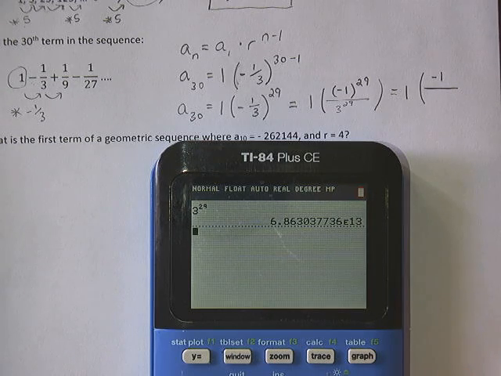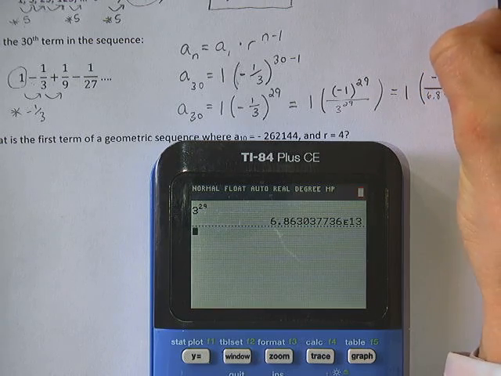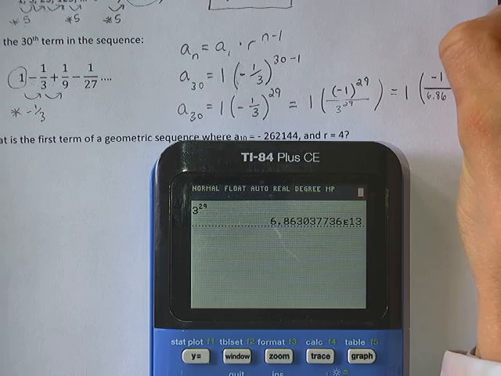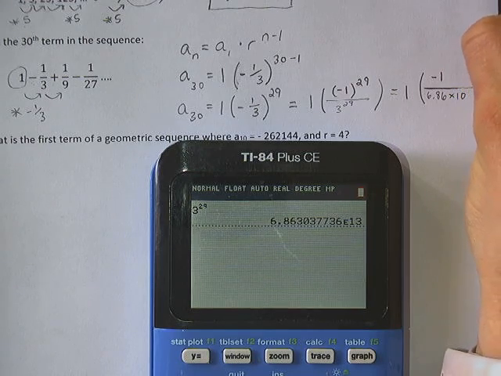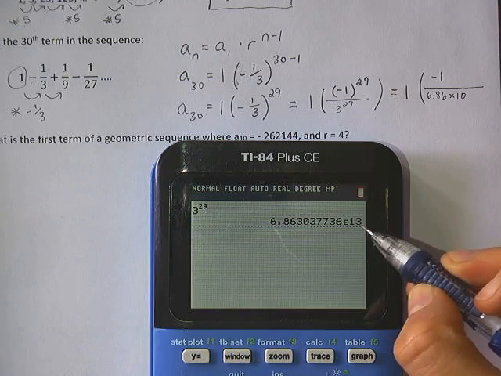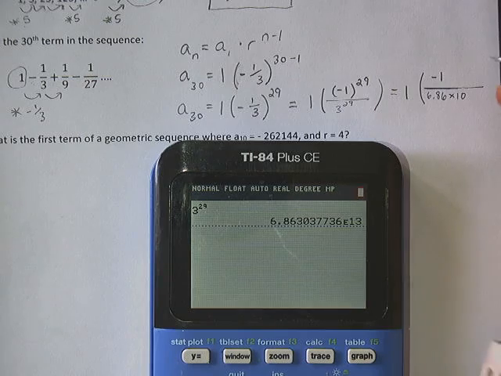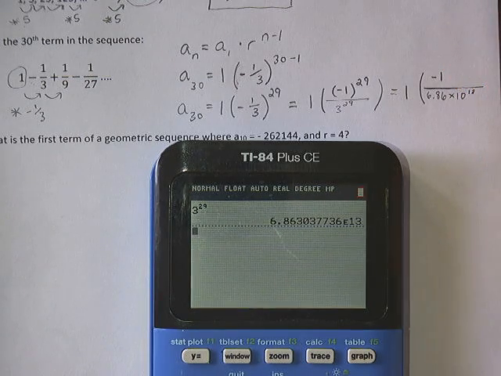What that actually means is you are taking 6.86, all that mess, I'm just going to round it to the nearest hundredth, times 10 to the whatever power is the same as the number that is behind the e. So this is technically 10 to the 13th power.